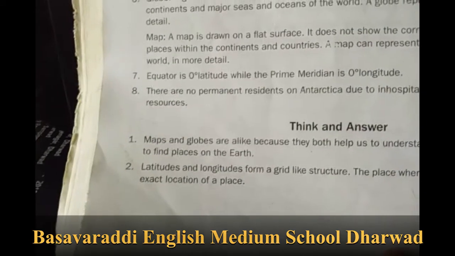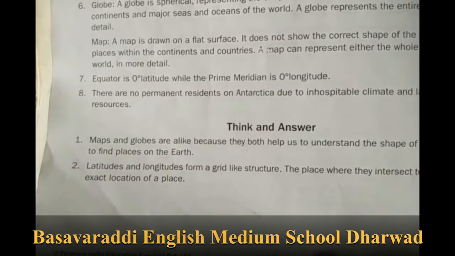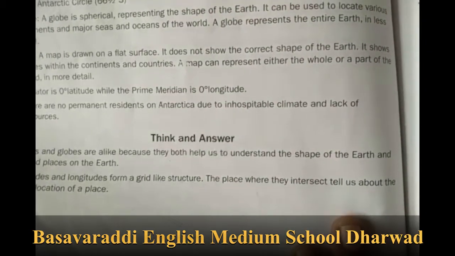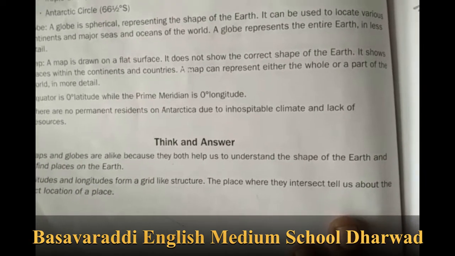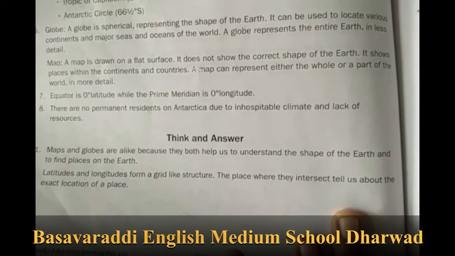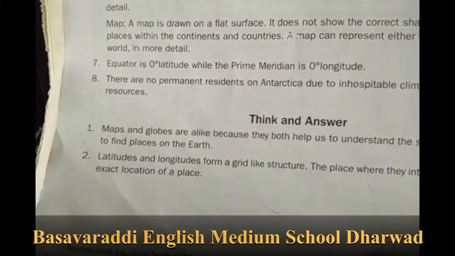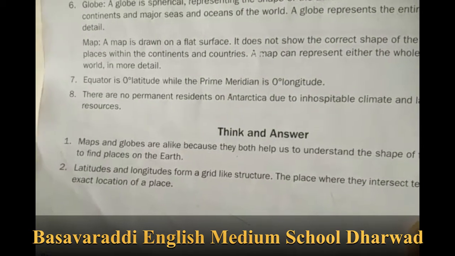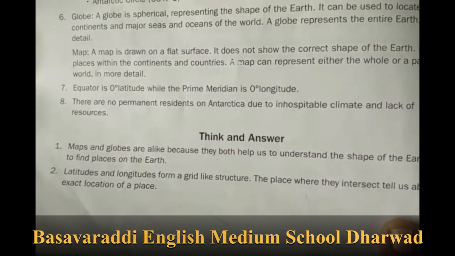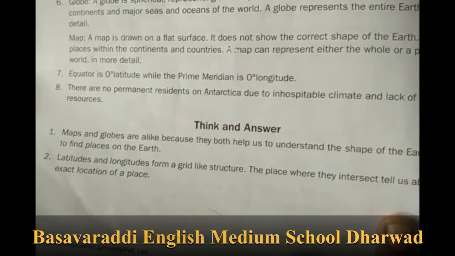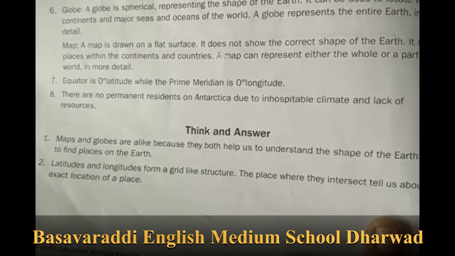Let's discuss. See here. Maps and globes are alike because they both help us to understand the shape of the earth. Yes, exactly. With the help of a map, with the help of a globe, we can understand the shape of the earth very easily, and find places on the earth also. Maps and globes are alike because they both help us to understand the shape of the earth and to find places on the earth.